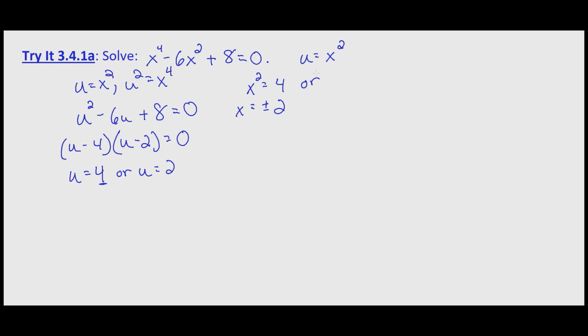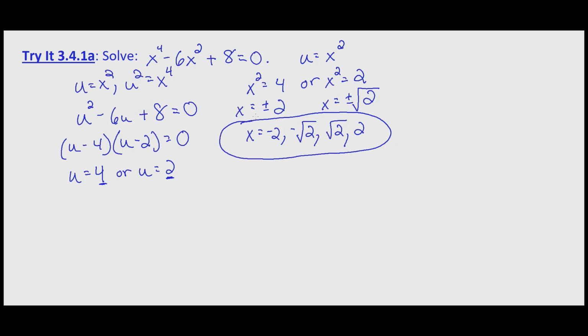And when x squared equals 2, the other u that we solved for, take the square root of both sides and we get x equals plus or minus the square root of 2. So x equals -2, x equals the negative square root of 2, x equals the square root of 2, or x equals 2. And then to check those, we would substitute those back into the original quartic that we were given and verify that they do make the equation true.